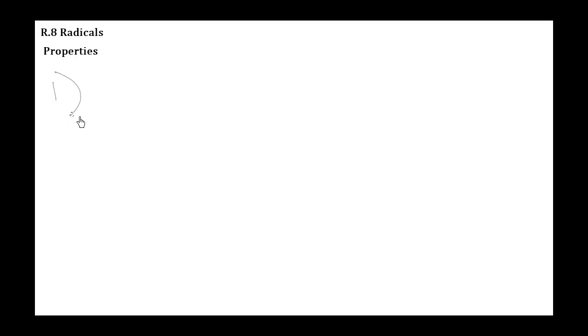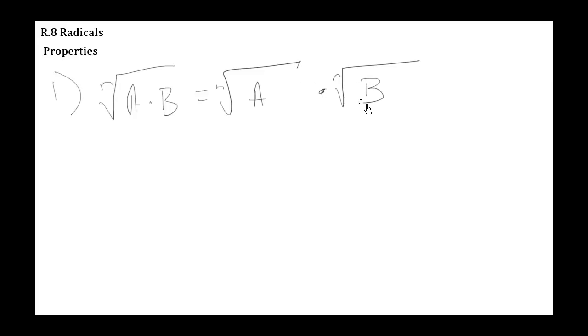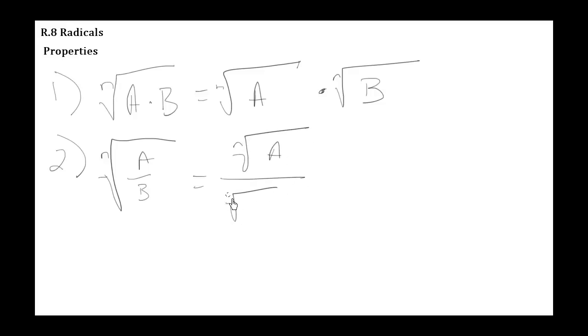The first one. If I have the nth root, so any root, of a product A times B, I can break it up into the nth root of A times the nth root of B. Second, same thing with division. If I have the nth root of a quotient, A over B, I can break it up and do the nth root of A over the nth root of B.